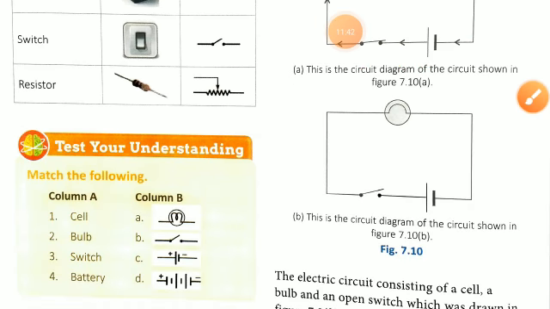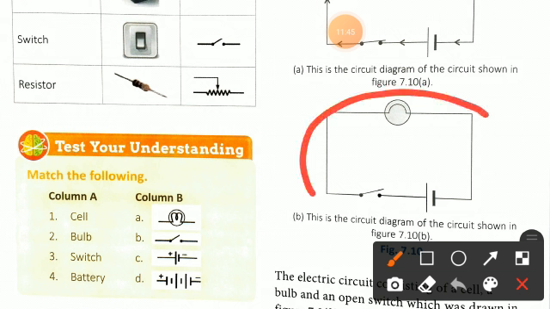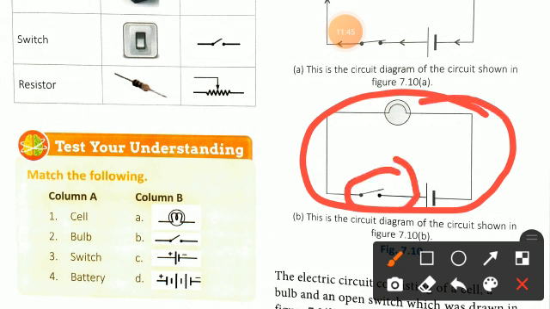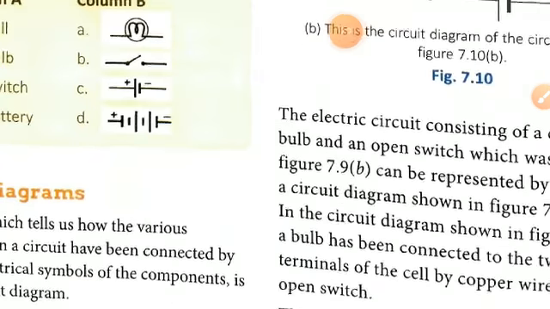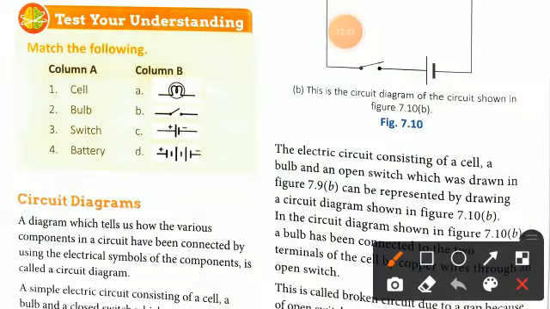But what happens in figure 7.1b, this one? Here the key is in the open state and the bulb is not glowing. Why? The circuit is not completed. Clear? I hope it is understood. The electrical circuit consists of a cell, a bulb and an open switch. Fine. In figure 7.1b, I am talking about here.